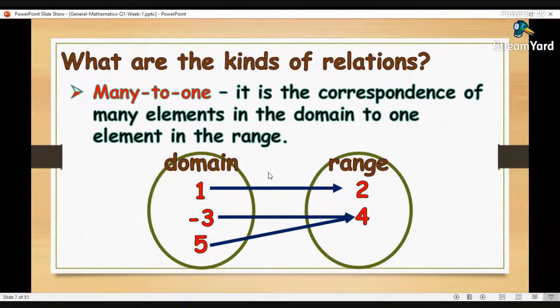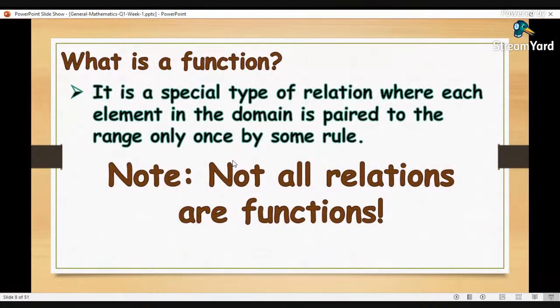Last one is the many-to-one relationship. Actually, may ara pa nga many-to-many, but we will not touch it. Many-to-one relationship is a correspondence of many elements in the domain to one element in the range. As you can see, even if 1 corresponds to 2 in the range, we have here the values -3 and 5. They correspond to only one value in the range, which is 4. This is what we call a many-to-one relationship.